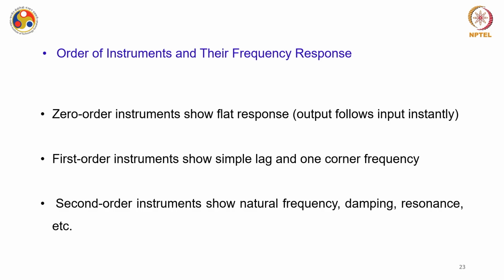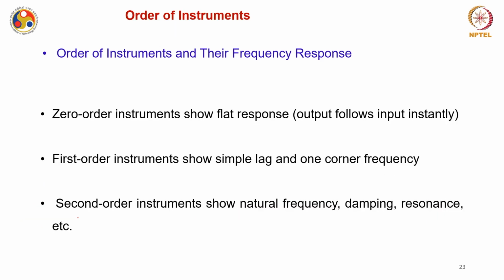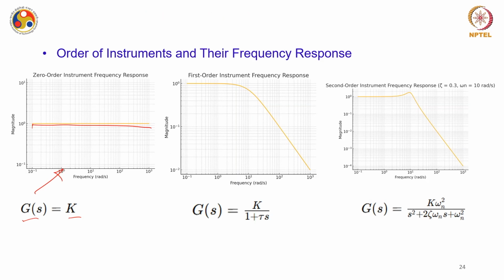A zero order instrument basically shows a flat response in the frequency domain, meaning the output follows the input instantly. A first order instrument shows a simple lag and one corner frequency, while the second order instrument shows natural frequency and damping, which can be over damping, under damping, anything, and it also shows resonance, etc. So in graphical terms you can think like this. This is the zero order instrument frequency response. You can simply see that it shows a flat response, so G(s) is directly equal to the constant value K, meaning the output is following the input directly.